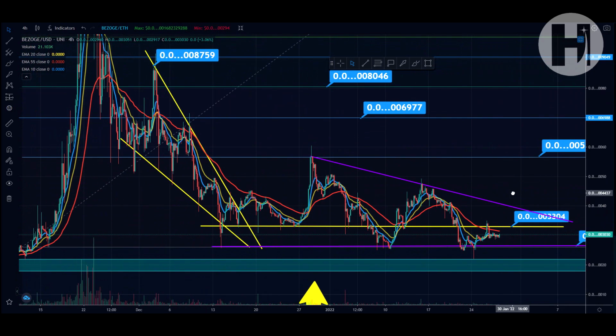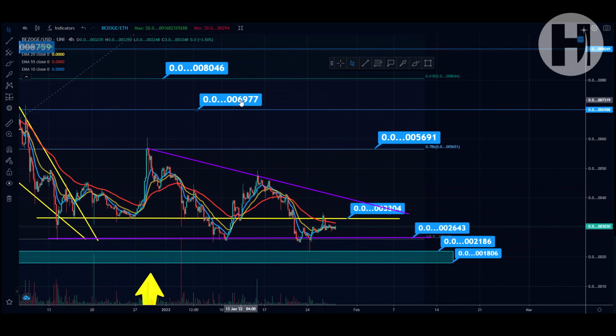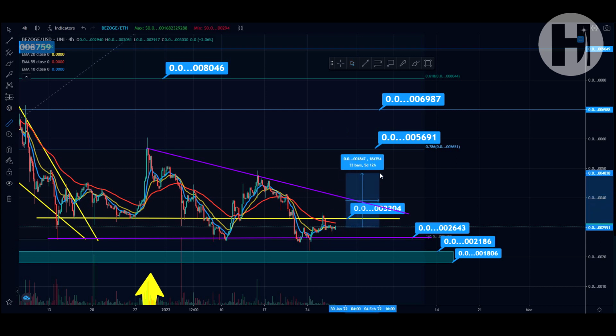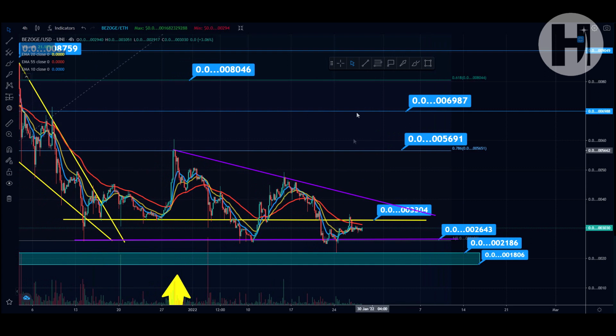And above that, we have another strong resistance over here. This is not a fib level. This is simply a resistance line at 006987. So from where we are right now, okay, yeah. This chart doesn't work properly, so it can't give you the potential percentage gains, but it is a nice move to the upside. Let's just say that.